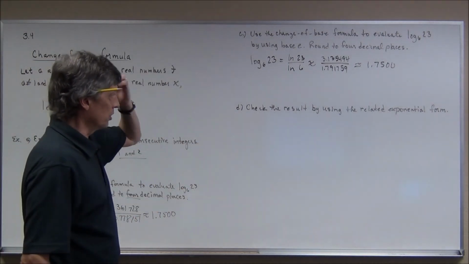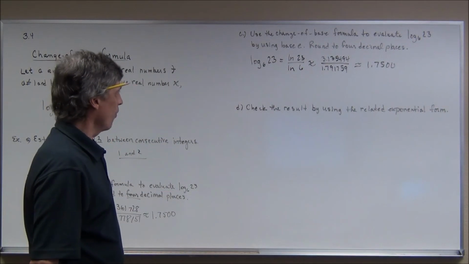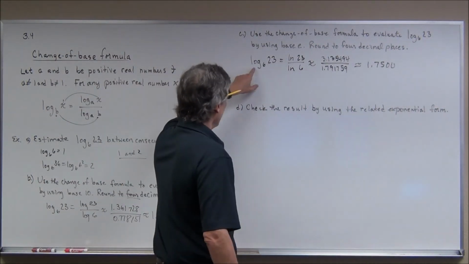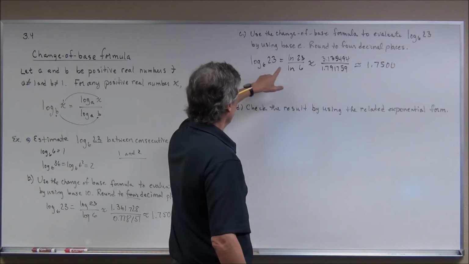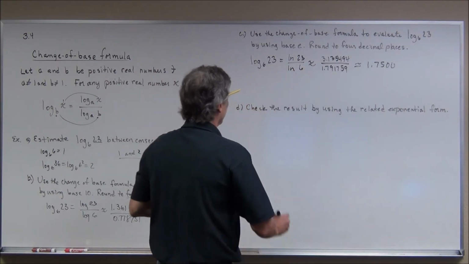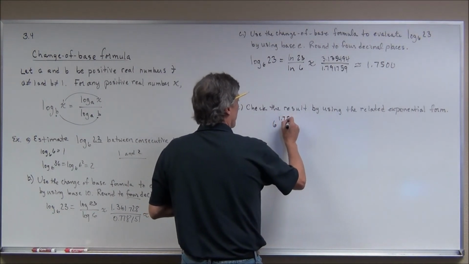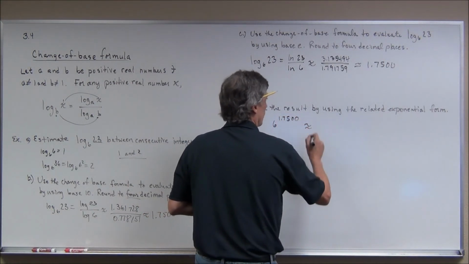Now it says check your result by using the related exponential form. Well, what they mean by that is when they ask you log base 6 of 23 is what, they mean 6 to what power is 23. I'm saying 6 to the 1.7500 power better be 23.